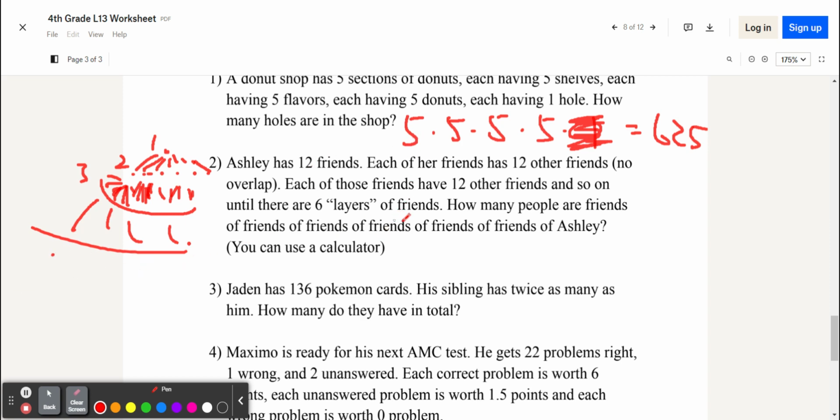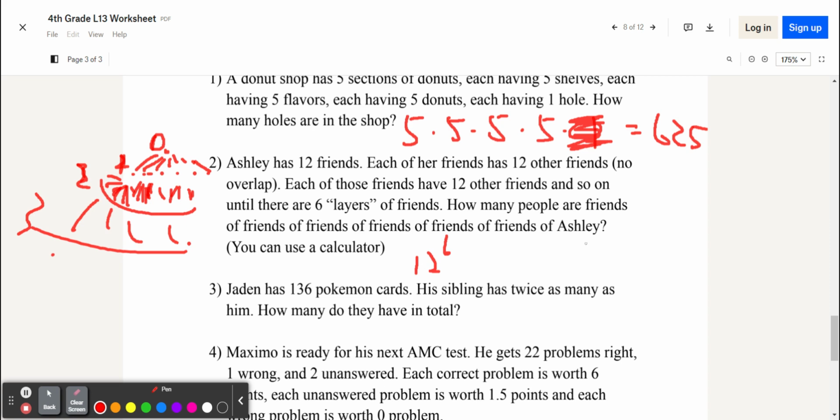And so what I mean by that is this would just be 12 friends per layer. So this is 0, 1, 2, 3. And so there would be 12 to the power of 6 friends. Friends of friends of friends of friends of friends of friends of Ashley. And if you use a calculator, you'll see that 12 to the power of 6 is, wait, let me find that real quick.